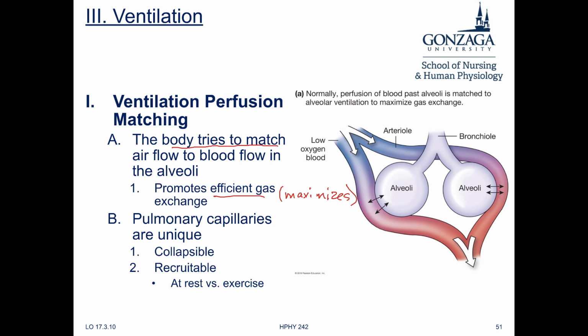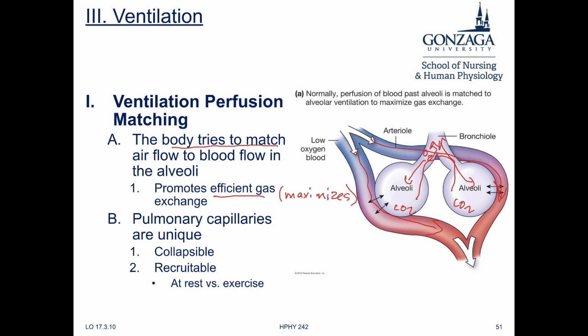That's what this figure on the right is showing. We have two alveoli with normal breathing, normal airflow, and normal blood flow as well. We have blood that's reaching this alveolus and blood that's reaching this alveolus. They both have O2 coming in, and they both have CO2 leaving.